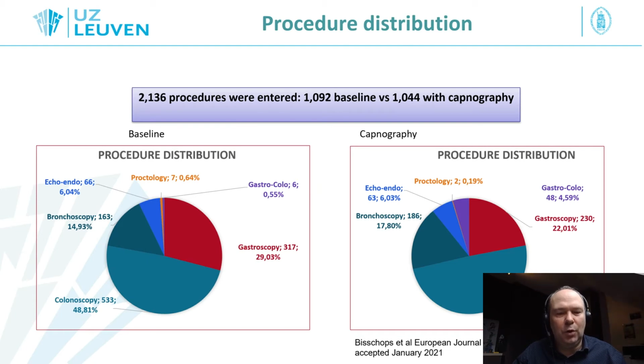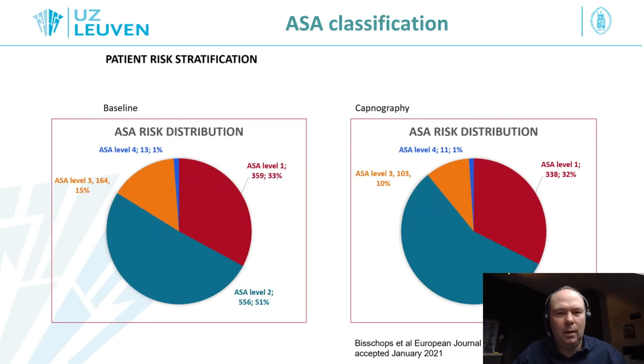The majority were colonoscopies and gastroscopies, followed by bronchoscopies. Looking at the patient risk stratification, the majority of the patients were ASA-1 and ASA-2 level, and we had 10 to 15% of the patients in ASA-3 class.